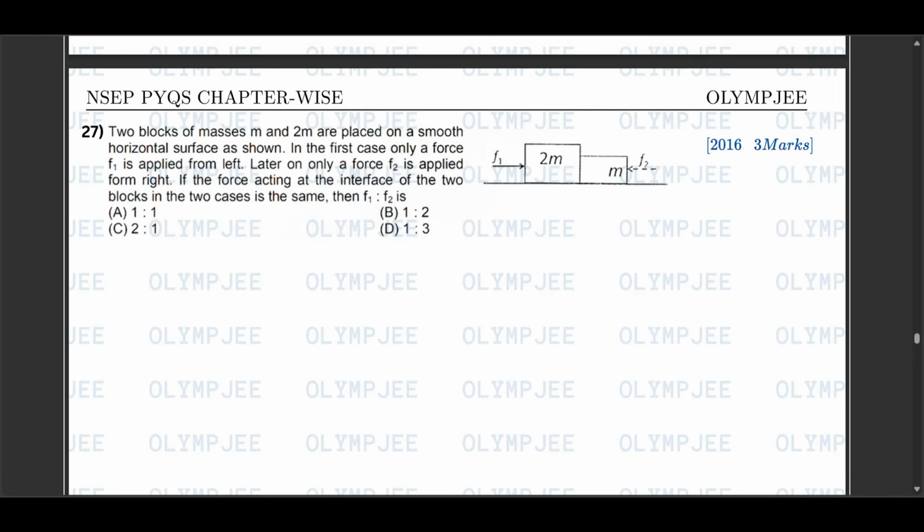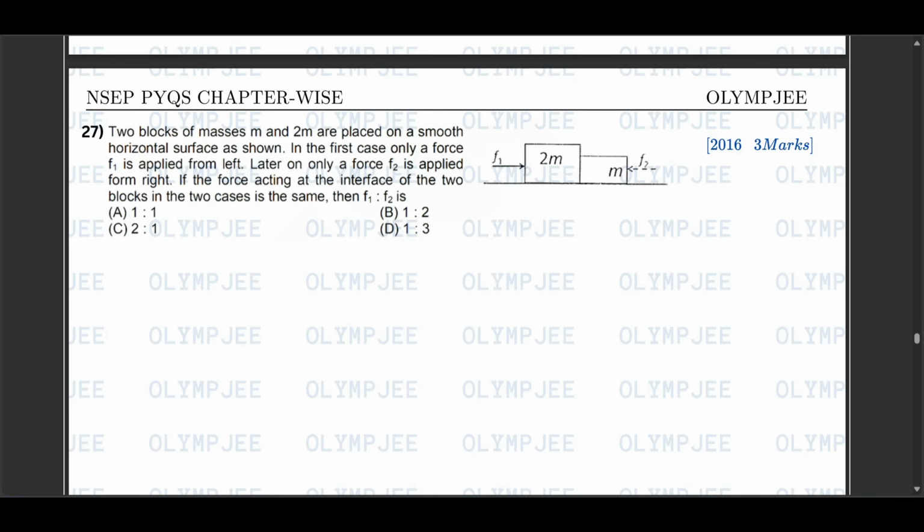So question 27 says two blocks of masses m and 2m are placed on a smooth horizontal surface as shown. In the first case, only a force F1 is applied from the left. Later on, F2 is applied from the right. If the force acting at the interface of the two blocks in the two cases is the same, then F1 to F2 is asked. So first we are applying only F1 from the left and later F2 only.